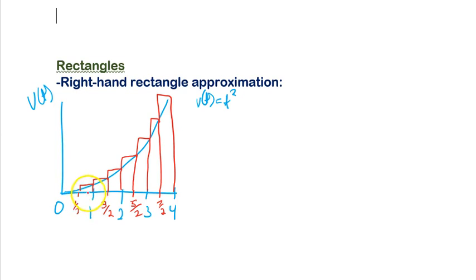I've already done the math for the ones at 1, 2, 3, and 4, so I know the height of the one that touches at 1 is 1, the height of the one at 2 is 4, the height of the one at 3 is 9, and the height of the one at 4 is 16. And like I said, that's how I do my shorthand, is by writing them on top.